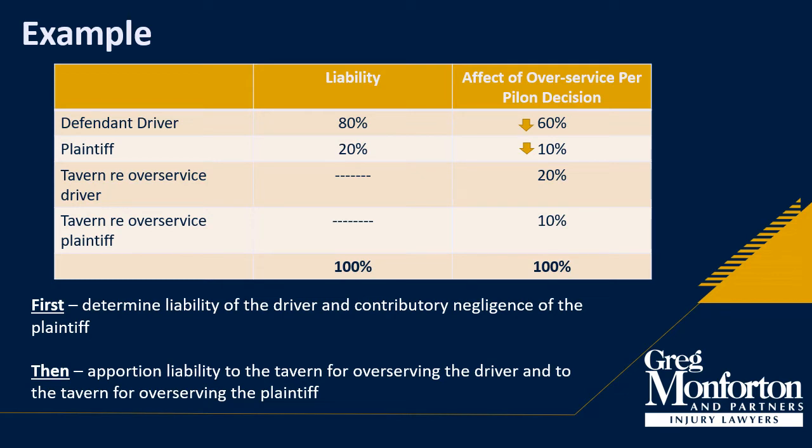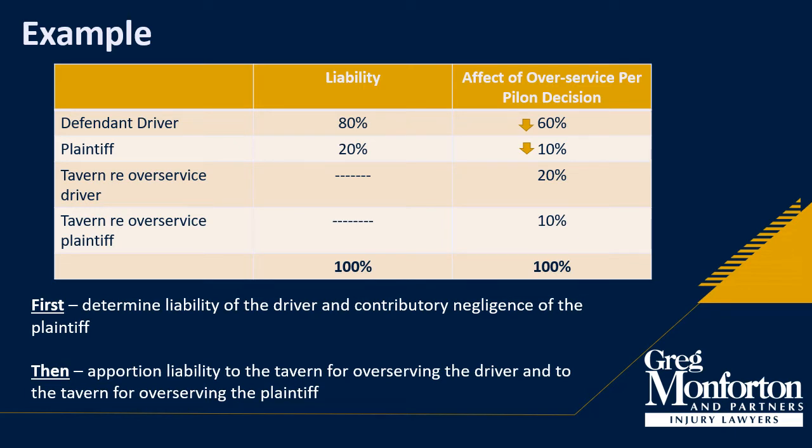So we've got, say it's an accident, a single vehicle crash where the defendant loses control of his vehicle. The defendant driver is 80% responsible, and they decided that the plaintiff is 20% responsible, for example, for not wearing her seatbelt. So first, you have to determine the liability of the driver and the contributory negligence of the plaintiff. So that's the middle column. And that percentage should add up to 100%.